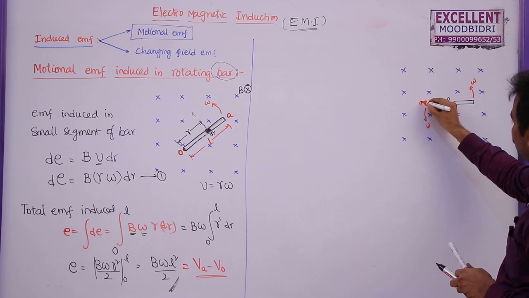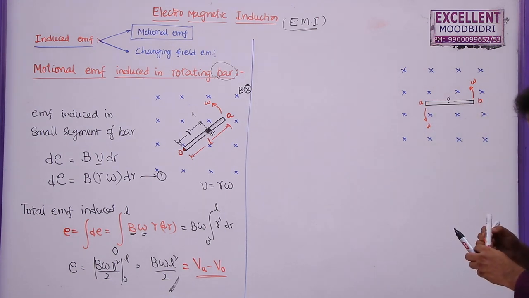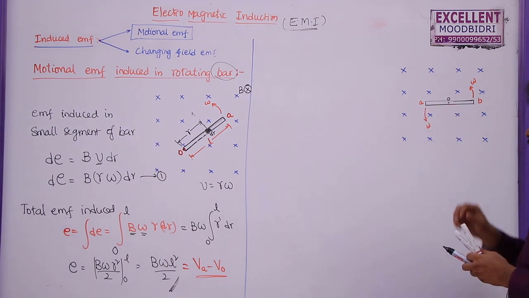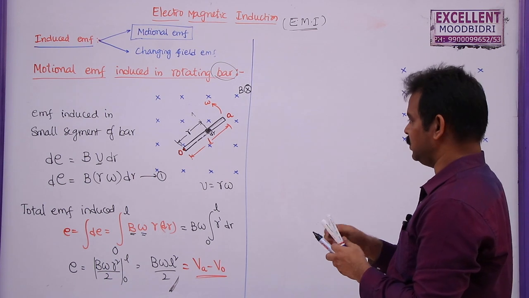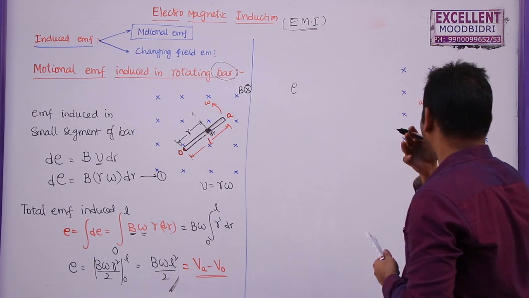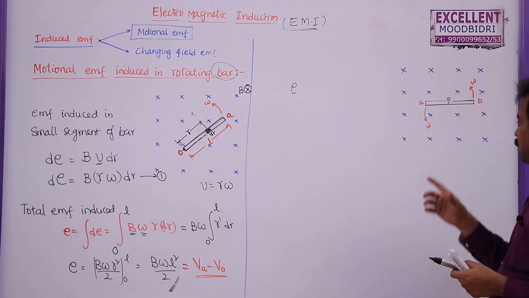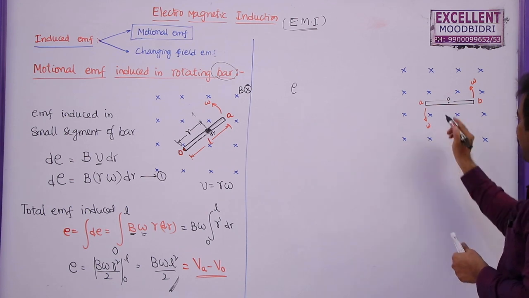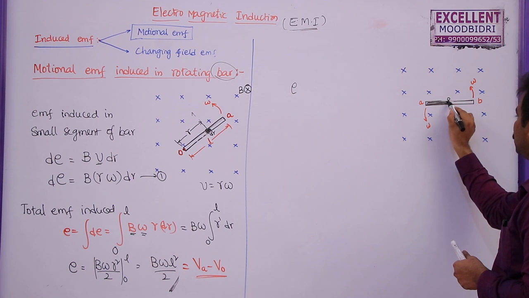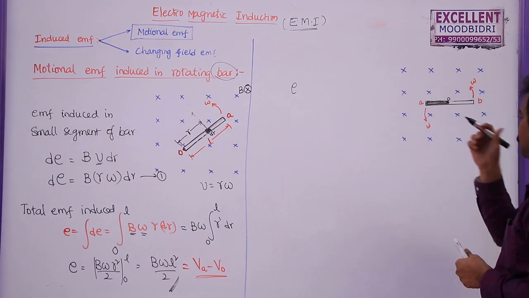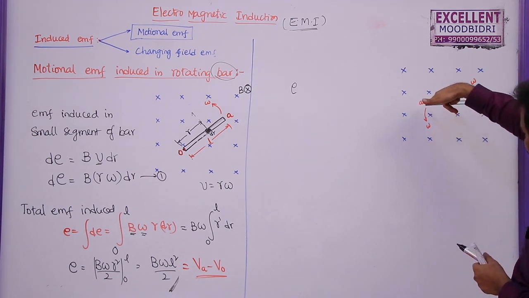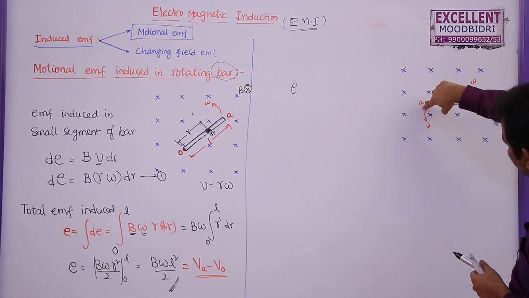Let me take this point as A and this point as B. Now, what is the EMF induced between O and A? First let me find out which is at high potential and which is at low potential. Let me take only this half portion, considering only half of the length of the rod. Here the field is inwards and the rod is moving downwards, so A will be at high potential.